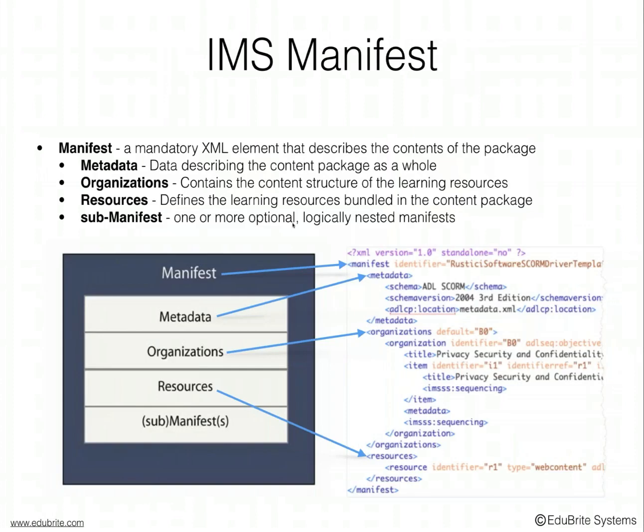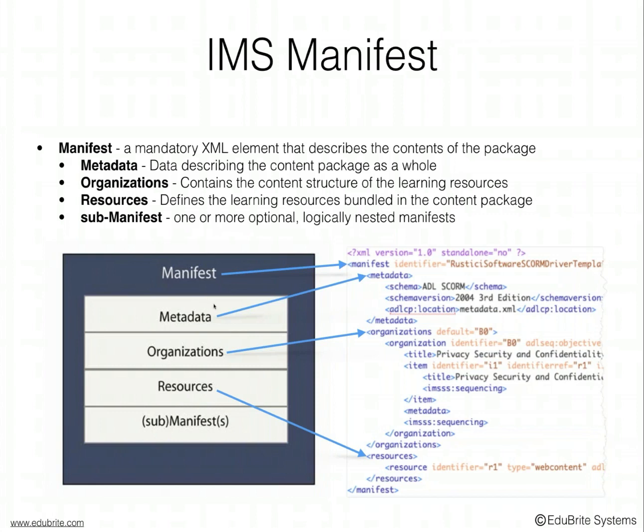So a manifest is a mandatory XML document, and it represents the information needed to describe the contents of the package. As I mentioned, the imsmanifest.xml file name is always used as the file name, it can't change. Metadata is an XML element that describes the content package as a whole. So metadata is data about data, right? But this metadata enables the search and discoverability of the content package itself. It also enables a mechanism for describing the characteristics of the content package.